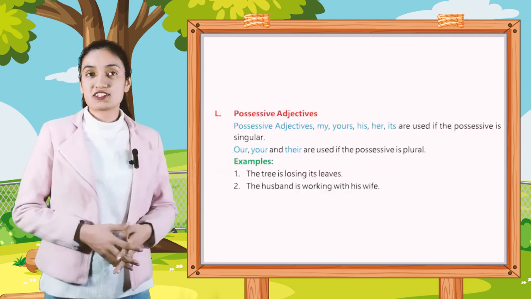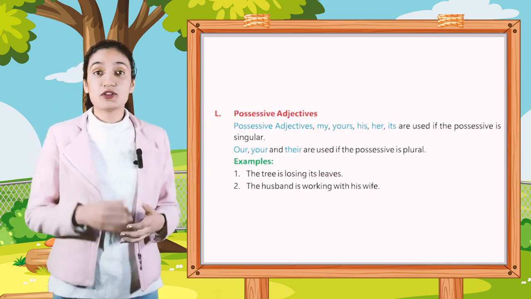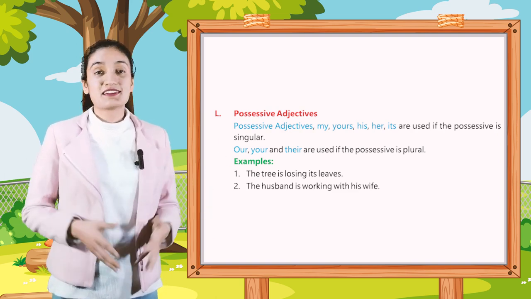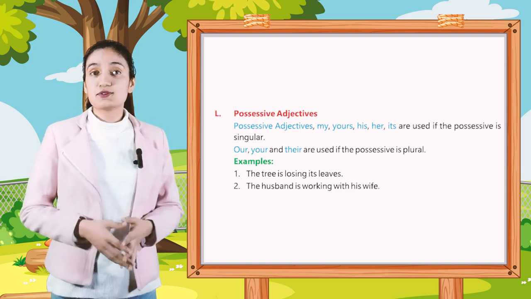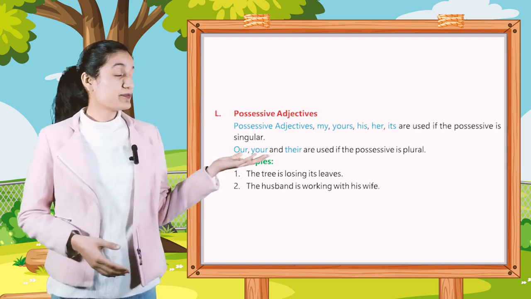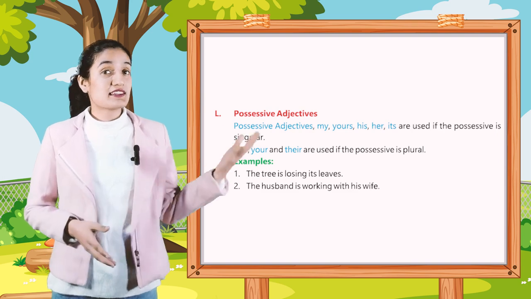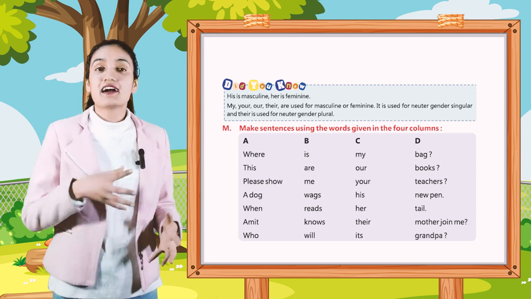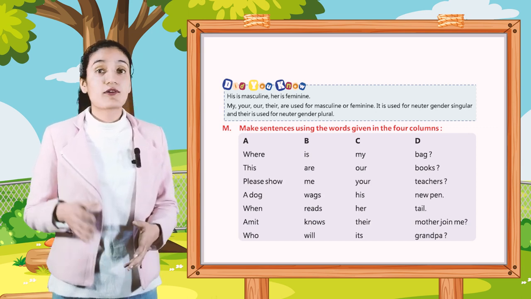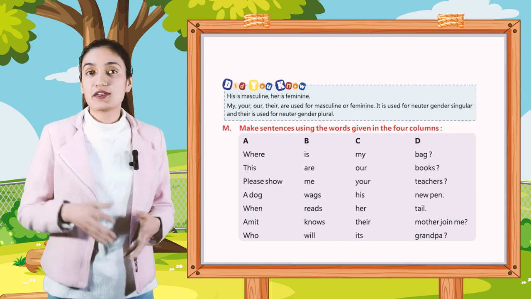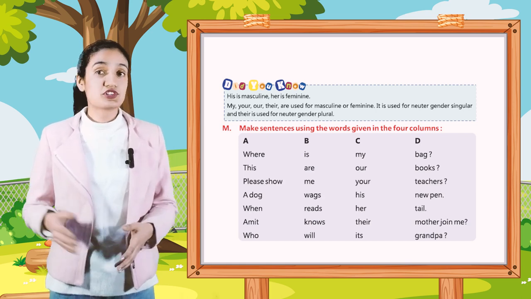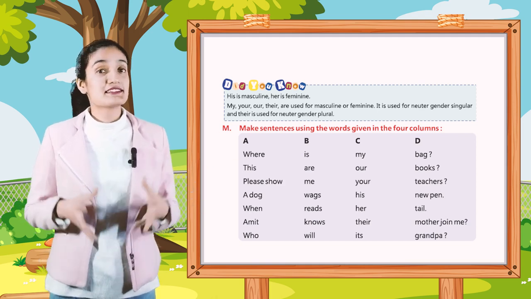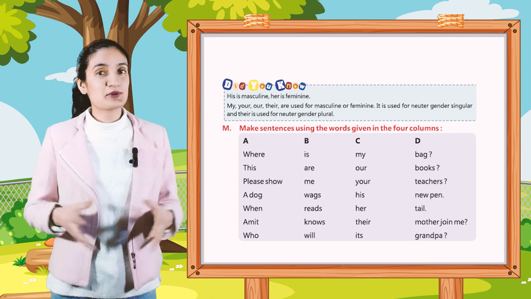L. Possessive adjectives. Possessive adjectives my, your, his, her, its are used if the possessive is singular. Our, your and their are used if the possessive is plural. Example, the tree is losing its leaves. The husband is working with his wife. Did you know his is masculine, her is feminine? My, your, our, their are used for masculine or feminine. Its is used for neuter gender singular and their is used for neuter gender plural.